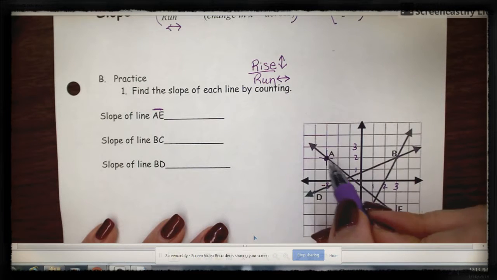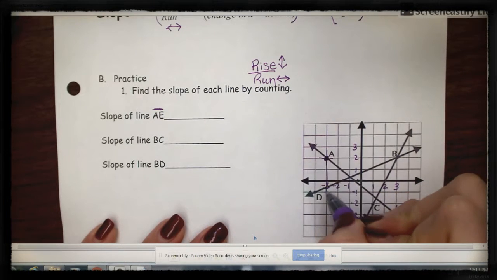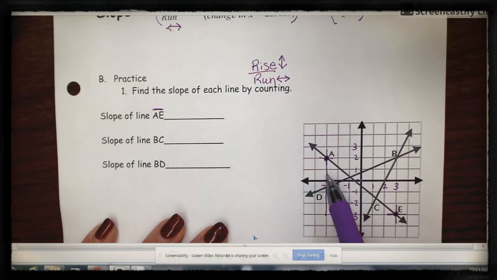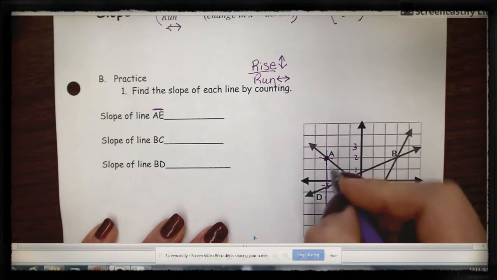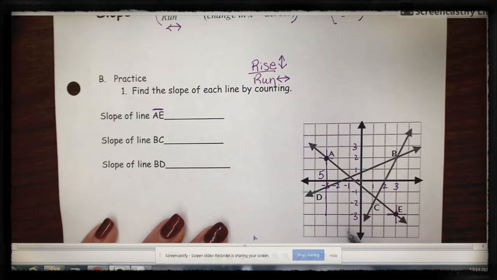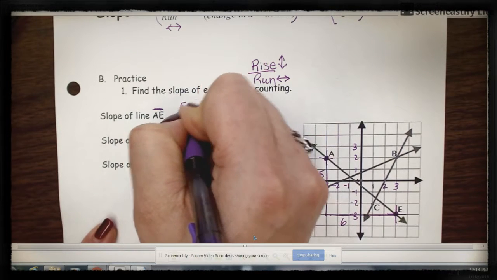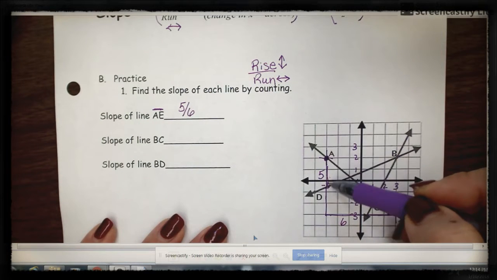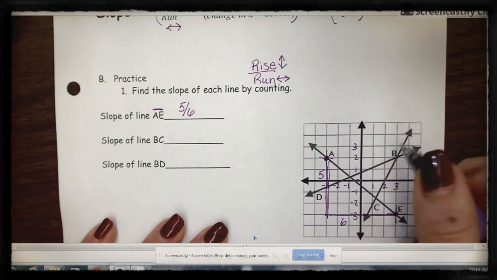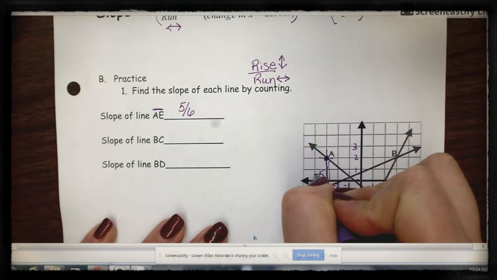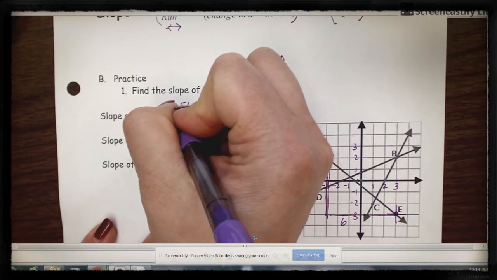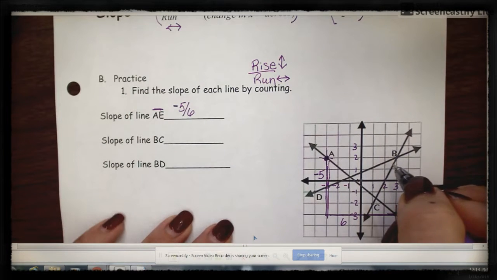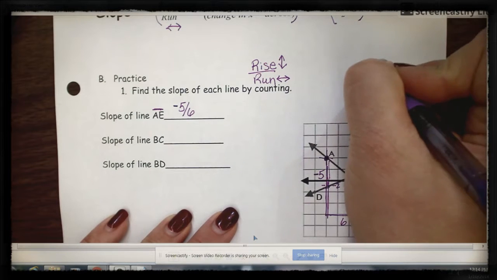So from A to E, working left to right, we go down 1, 2, 3, 4, 5. So we went down 5. And we went over 1, 2, 3, 4, 5, 6. So our slope is 5 over 6. However, since we went down, whenever we go down or to the left on the number line, it is negative. So it's -5 over 6.